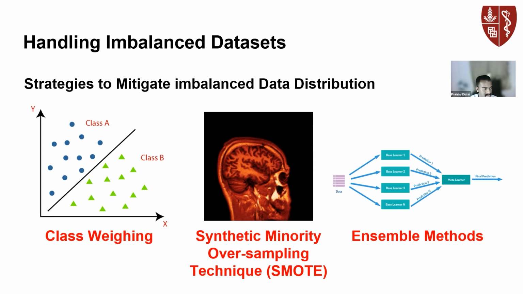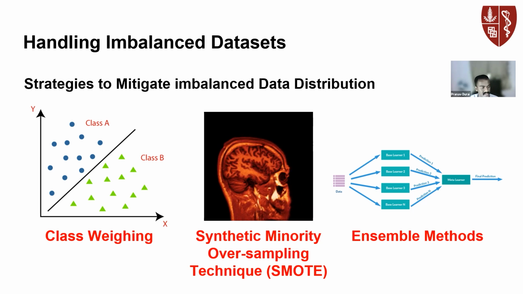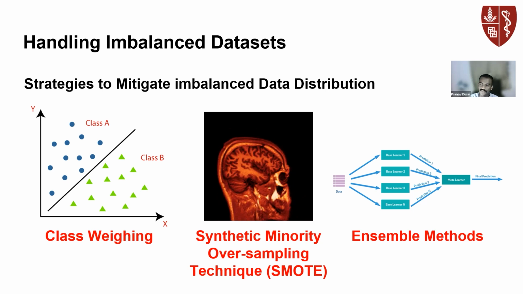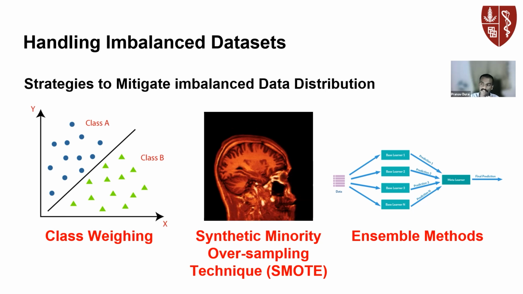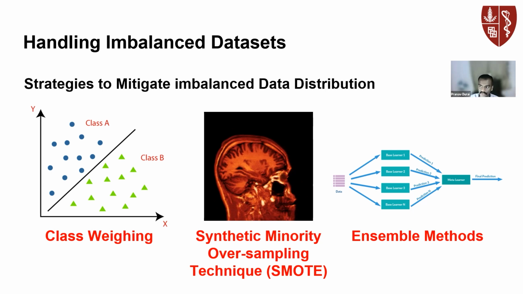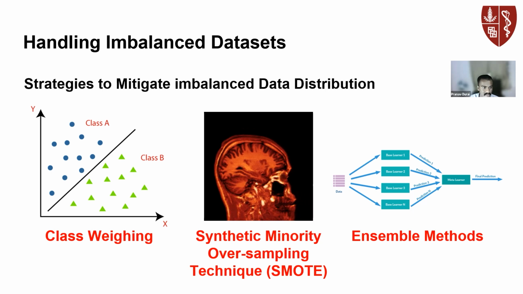So you can do some kind of class weighing, right? You can also do a synthetic minority oversampling technique, right? And the last thing is you can also do ensemble methods, which means you can daisy chain multiple models, and that would help you with some kind of better results as well, right?